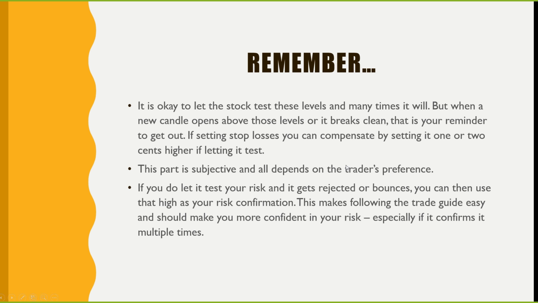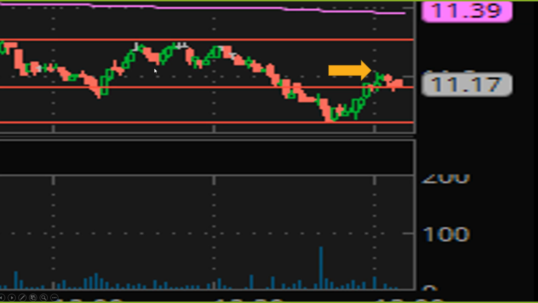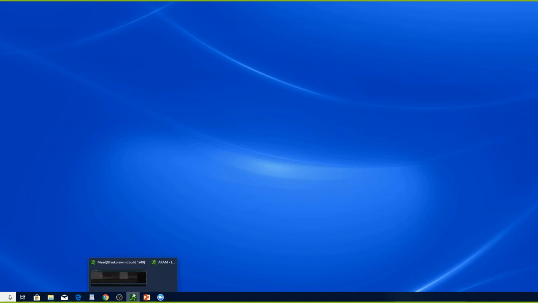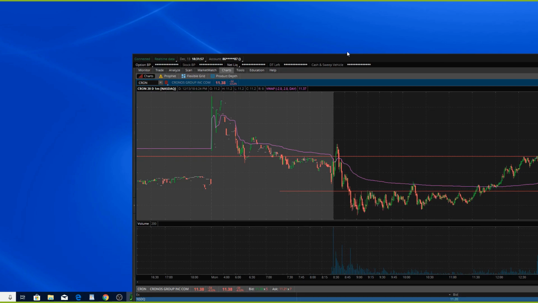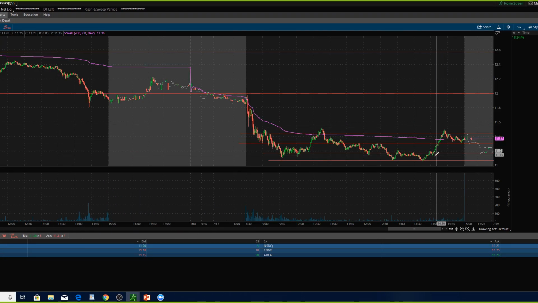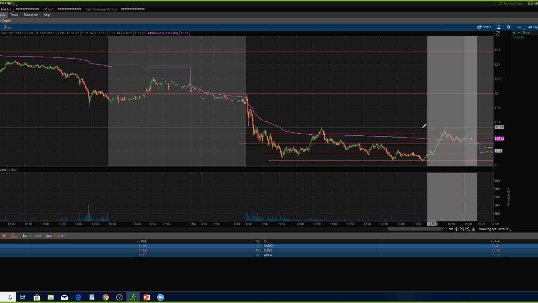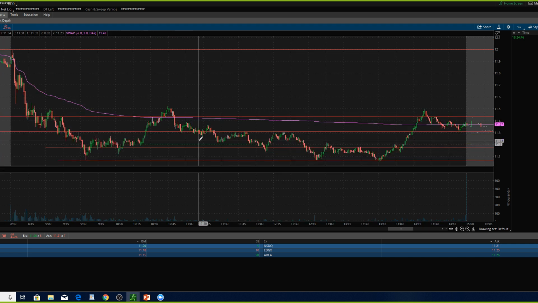But that's why I said, if you want to set your risk 1 or 2 cents higher to let it test, that's fine. And that's something I typically do, because a lot of the time it's going to test these levels. And like I said, I'm going to go to an example here of this specific trade today for Cron. I think I was even talking about this risk level before I got into this trade during the stream today.